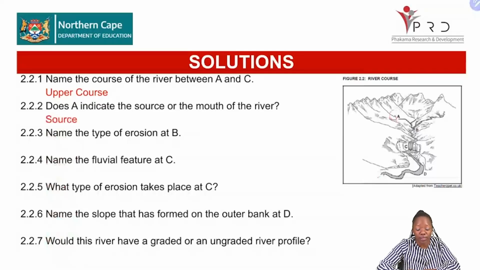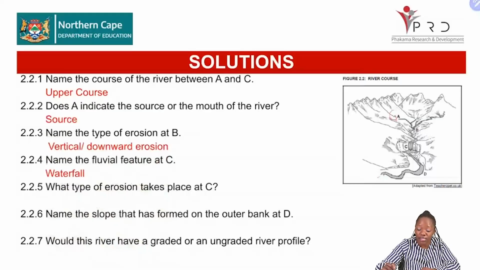Then your 2.2.3, you name the type of erosion at B. Remember B is still within the upper course. So there is vertical or downward erosion. Then your 2.2.4, you name the fluvial feature at C. The fluvial feature at C, remember, it is still within the upper course. So what do we get? We get a waterfall or rapids. Then your 2.2.5, what type of erosion takes place at C? The type of erosion there is headward erosion.